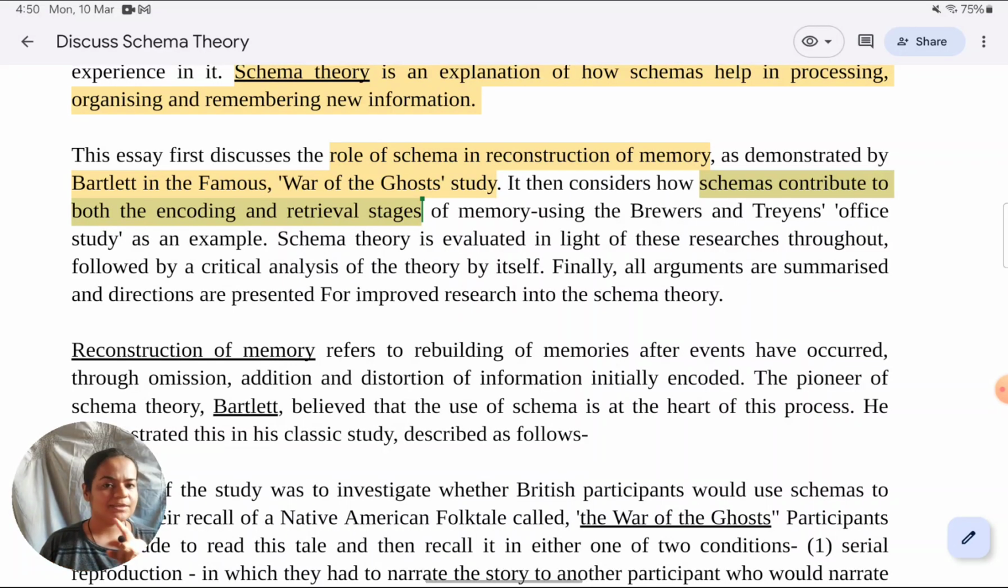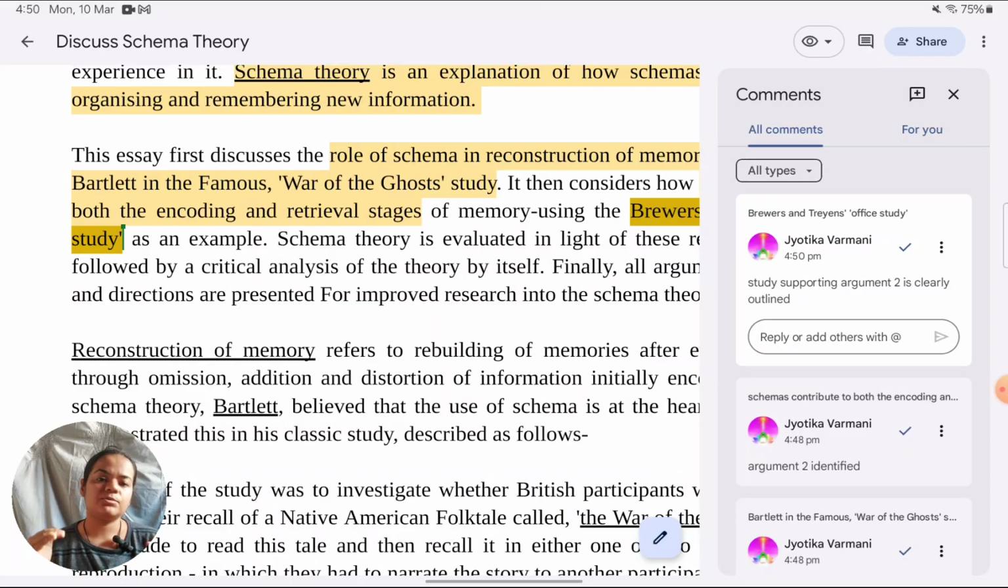So in this essay, you can see a second argument is given. Which study is going to support that is clearly outlined. Okay, so this has been repeated. Like argument 1, same thing repeated for argument 2. Really clarifies what's going to come ahead.